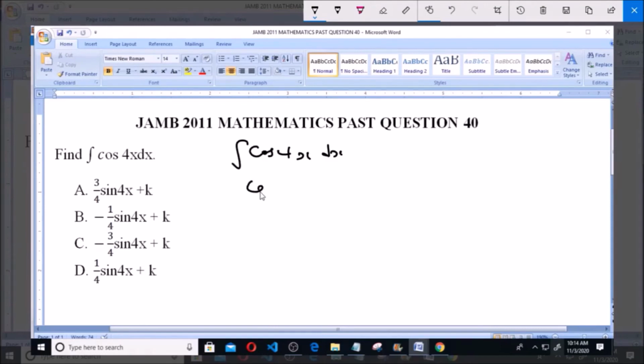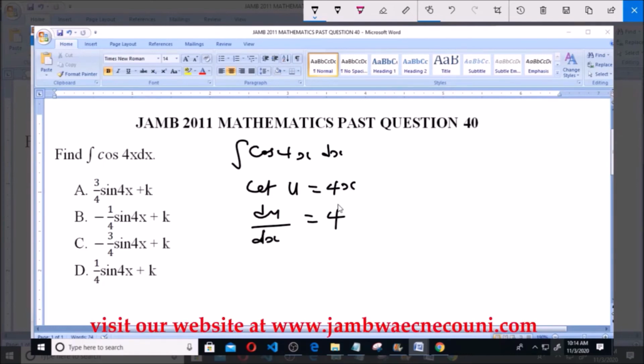Now let's assume u is equal to 4x. Let u equal 4x. Now du/dx, that is differentiating u with respect to x, will be equal to 4, because x here represents x raised to the power of 1, and 1 minus 1 gives us 0, and x raised to the power of 0 is equal to 1. So 4 times 1 gives us 4. So du/dx is equal to 4.